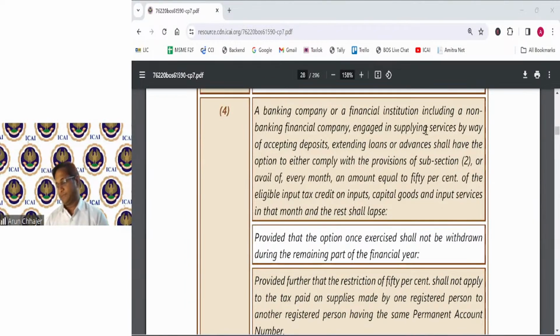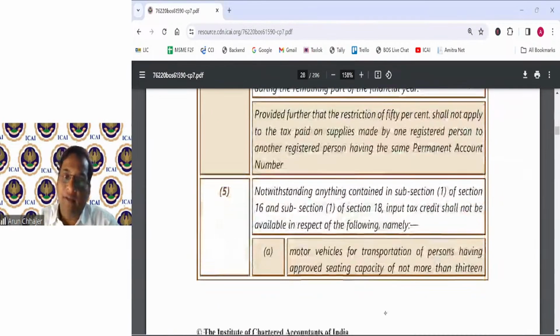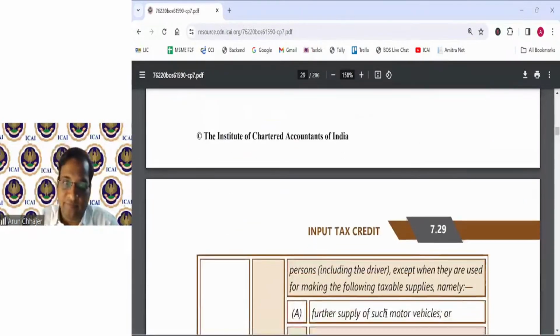Let me move further. 17 subsection 5 we will discuss at a later stage, not now, because 17.5 is very big in itself.